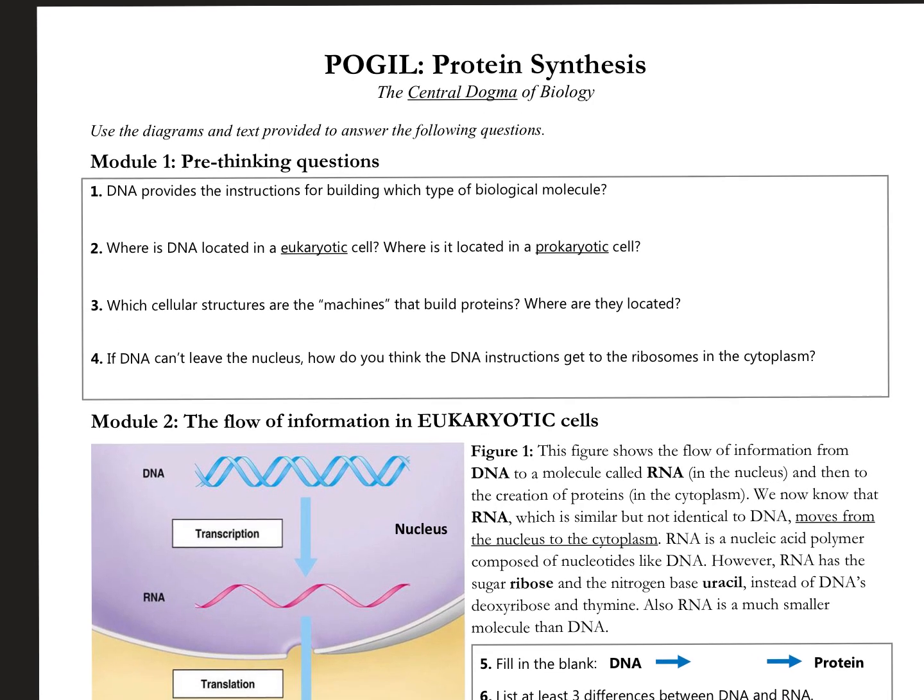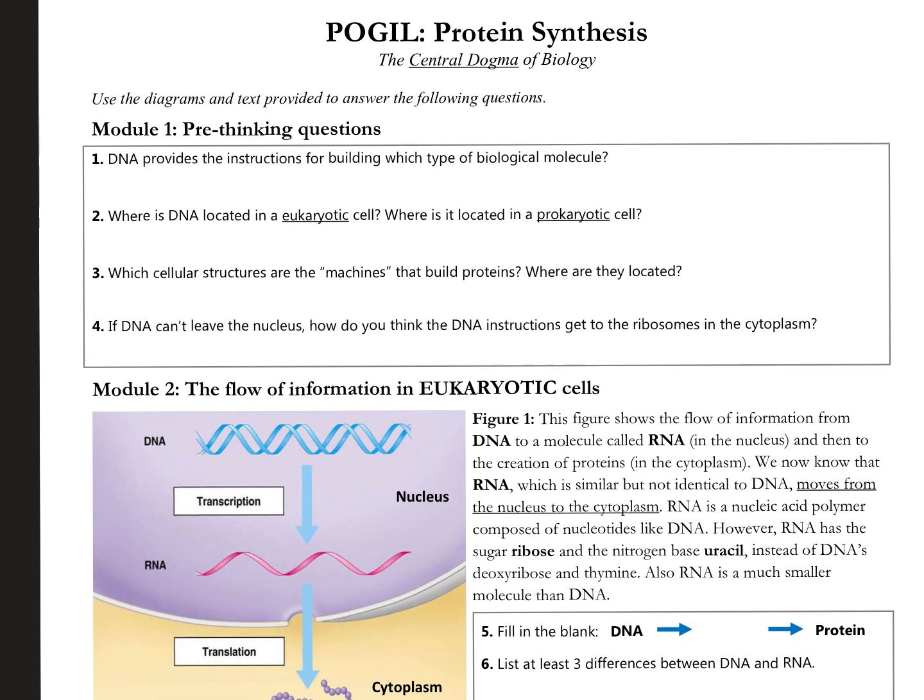DNA provides the instructions for building which type of biomolecule? I think it's pretty clear that it's RNA. What? I thought it was protein. If you read this, I think it's clear it's RNA.